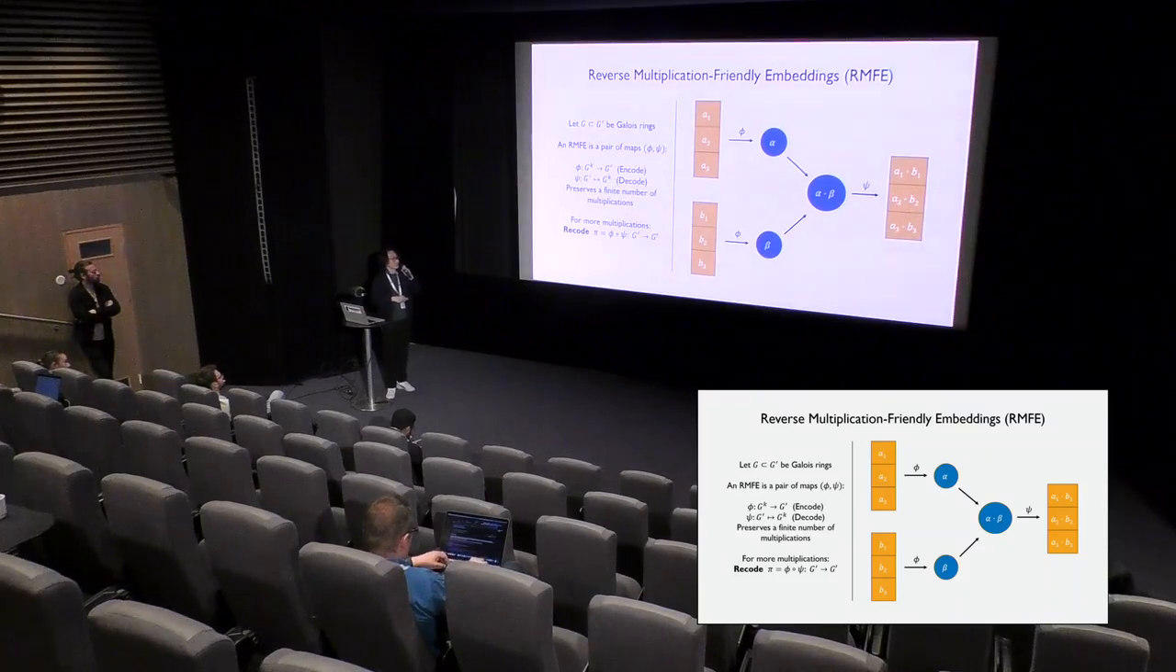There's actually no true homomorphism between G^k and G'. The reason why we can do this is because these two maps actually only preserve a finite number of multiplications. If you'd like to do more multiplications than is supported by this map, then you'll need to evaluate whatever is here by something called a recode map. Basically, you just decode it and then you re-encode it again.